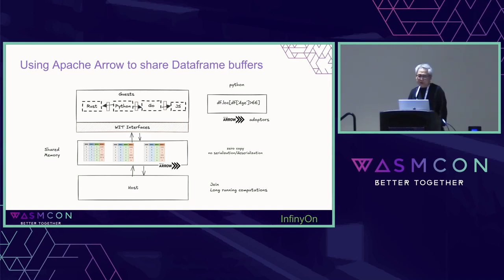So the first experiment is to put this shared memory into the Arrow format. Whoever wants to write the data on the host writes it in the Arrow format. And then in the Python example, the pandas library already has a way to import that data.